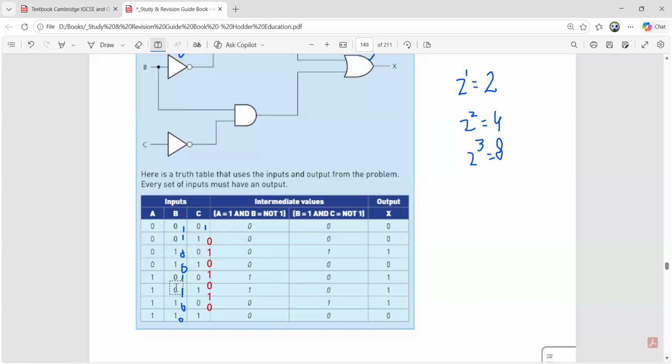Then they both are 1. See, A is 1 and not B is also 1, so the result is going to be 1. Then A is 1 and not B is also 1, the result is 1. A is 1, not B is 0, the result is 0. A is 1, not B is 0, the result is 0. So this is how you have found the values for the first column, which is A equals 1 and B equals not 1. Any questions?